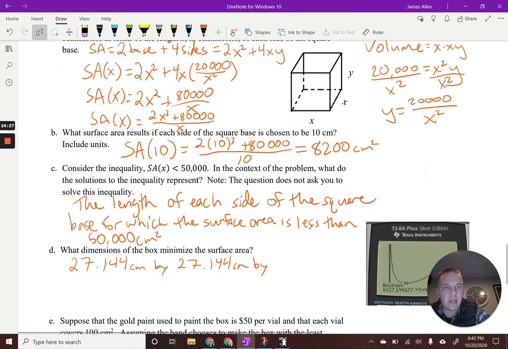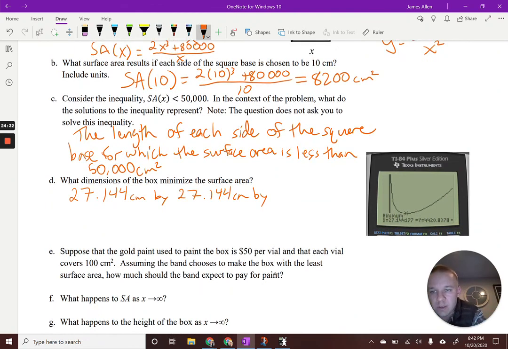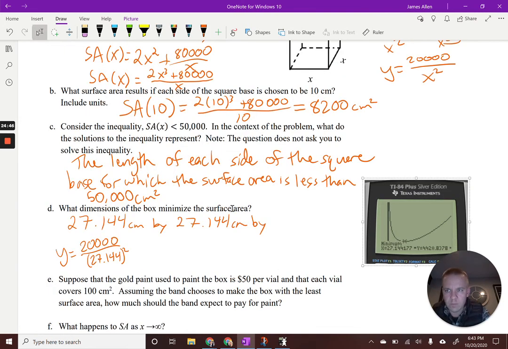Well, if I plug that into my trusty y equals 20,000 divided by x squared, so y equals 20,000 divided by this number squared, then I'm actually going to get 27.144. This is going to be a cube, 3 dimensions. Cool. Awesome. I like it. There we go.